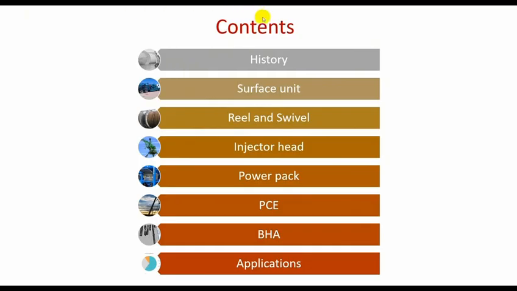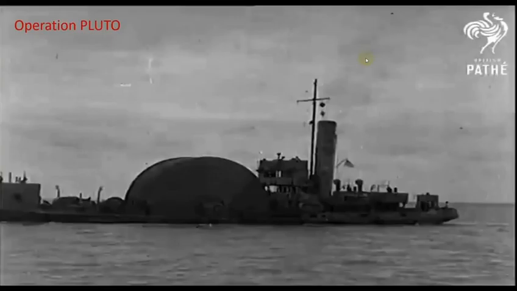If we start with the history, how did coil tube start? As an idea, how did it start? It started in World War II, an operation called Pluto. Pluto operation, or pipeline under the ocean. It was in 1944 when England wanted to send fuel supplies to the army in France. Excuse me for my English, I am not fluent.